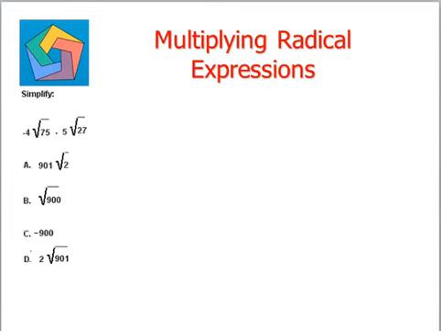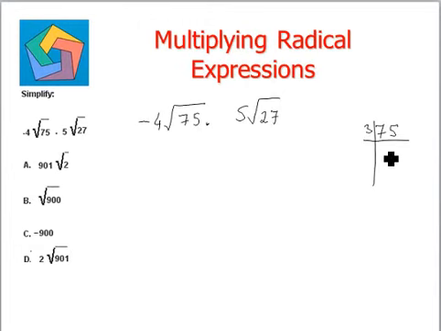Moving on to the next question. Simplify negative 4 square root of 75 times 5 square root of 27. 75 can be factored as, let's see, it cannot go with 2, so we take 3. 75 divided by 3 is 25. 25 divided by 5 is 5, and 5 divided by 5 is 1.